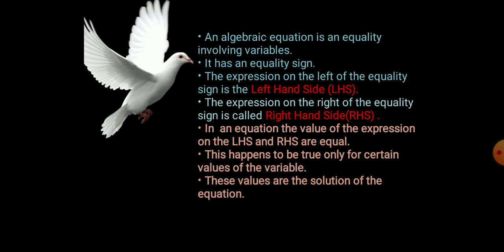An algebraic equation is an equality involving variables. It has an equality sign. The expression on the left of the equality sign is the left hand side. The expression on the right of the equality sign is called the right hand side. In an equation, the values of the expressions on the LHS and RHS are equal. This happens to be true only for certain values of a variable. These values are the solutions of the equation.